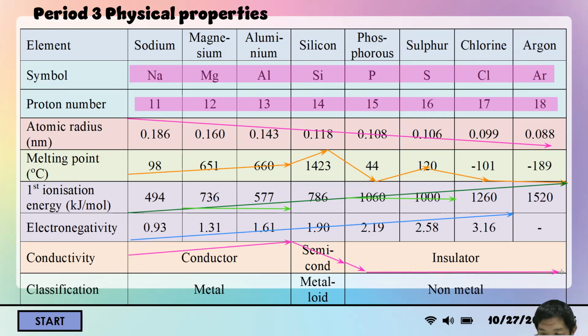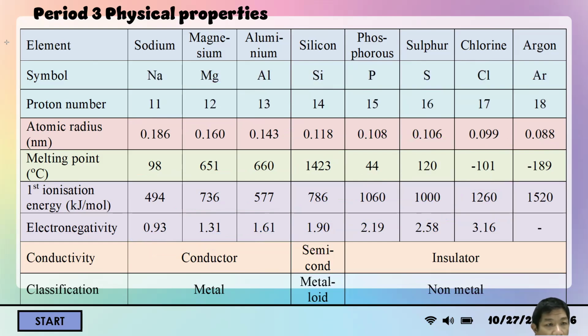So how are they classified? They are classified based on their metallic properties, where sodium, magnesium, and aluminium are metals, silicon is a metalloid, and phosphorus, sulfur, chlorine, and argon are non-metals. So with that, that is the introduction to the physical properties of the period 3 elements.